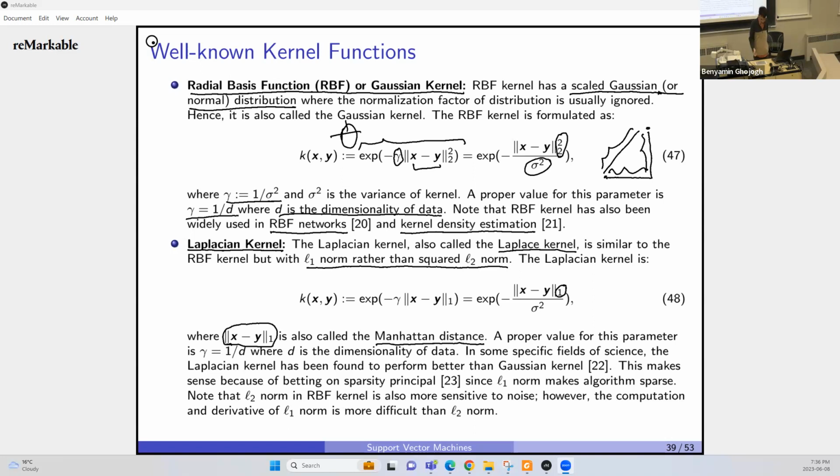So assume these are two points in Manhattan city. The L1 norm is like you go along the streets of Manhattan. But in the L2 norm, you would need to pass through the buildings, and you can't do that in the city. That's why it's called Manhattan distance, because you're moving on the streets of Manhattan. Okay, so a proper value for this parameter is, again, gamma is 1 over d, where d is the dimensionality of data.